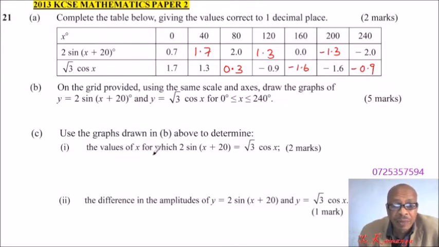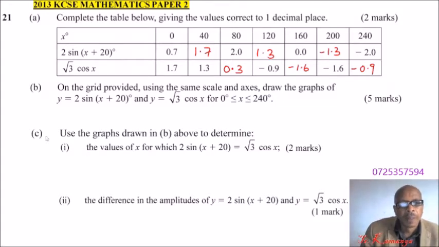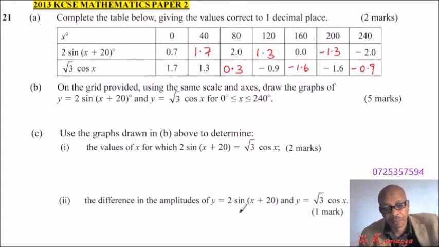to determine the values of x for which 2 sin x plus 20 is equal to root 3 cos x, and you get 2 marks. Going back to the question, we are told Roman number 2: what is the difference in amplitude of y equals 2 sin x plus 20 and y equals root 3 cos x? So we need to go back to the graphs that we have drawn, so that we get the solution of this. So let's do that.